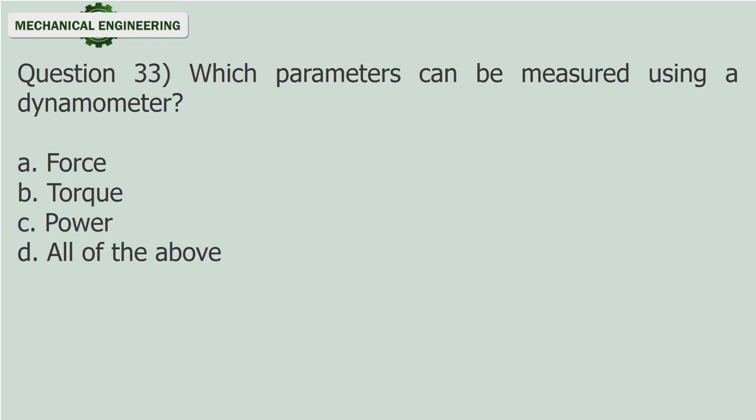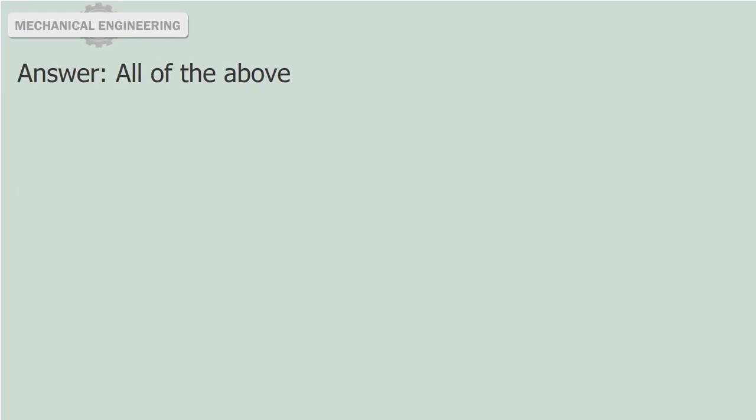Question 33. Which parameters can be measured using a dynamometer? A. Force. B. Torque. C. Power. D. All of the above. Answer: all of the above.